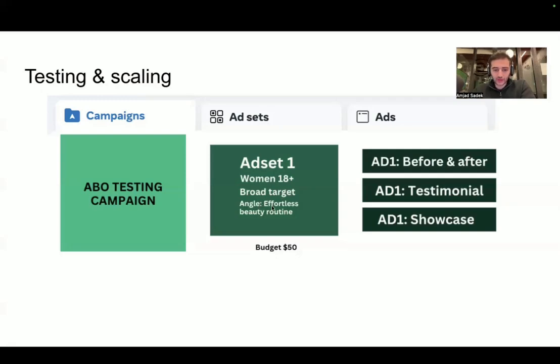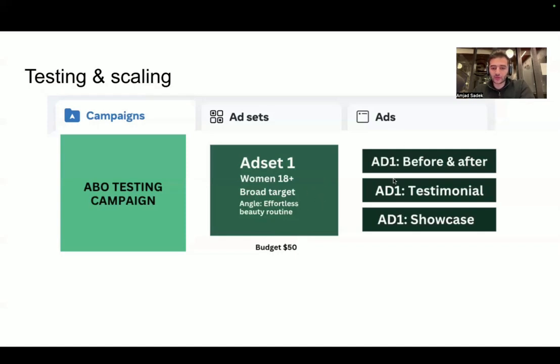And here we have the angle. In this case, it's effortless beauty routine, but if we make the angle based on what I showed you a bit earlier, it would be that science-backed formula. Then we put the budget on how much you want to test for this specific test. I always start with something from $50 to $100. You don't have to start with that, you can start with less, but the lower your budget is, the longer you have to wait to know if your creatives or this idea is working or not.